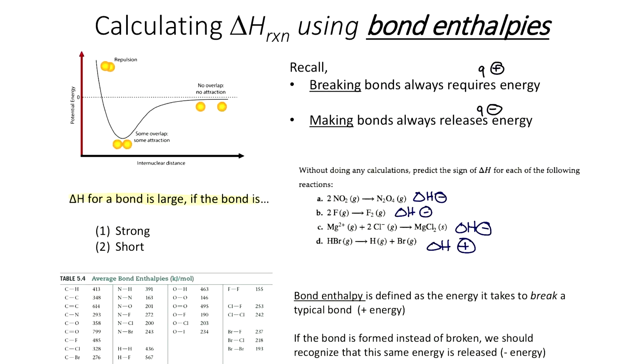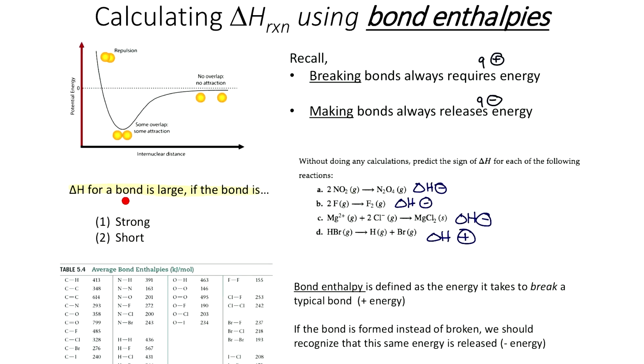What we know about bonds and these energies is if delta H for a bond is large, what that means is it takes a lot of energy to break that bond, so that bond is strong. Or we can say, if delta H is really large, it takes a lot of energy to break, that bond is short. So a large bond enthalpy means two things. That bond is strong and it's short.